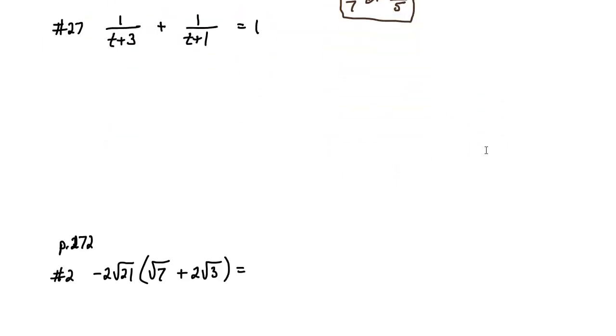Number 27, we're asked to solve this equation using any method we want to. These have fractions, so the technique is to multiply by the LCD. The LCD is going to have t plus 3 and t minus 1.